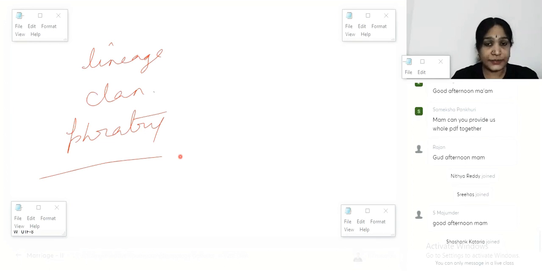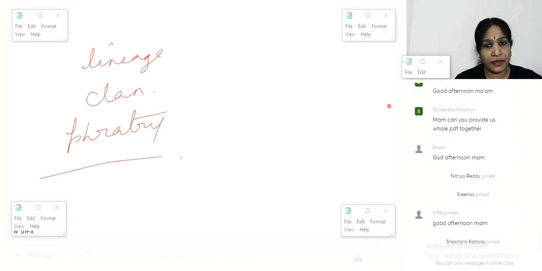Listen to this statement carefully. A large group of people having a common ancestor many generations back, several generations back. That is called a fratry. Fratry is larger than clan. Or what we can say is 2-3 clans who believe that they have a common ancestor.